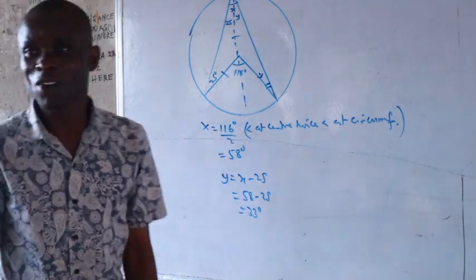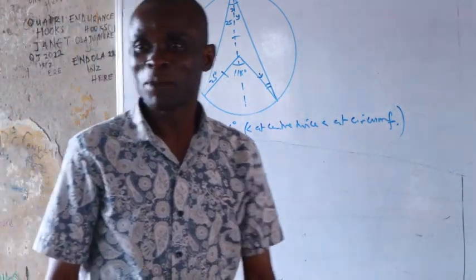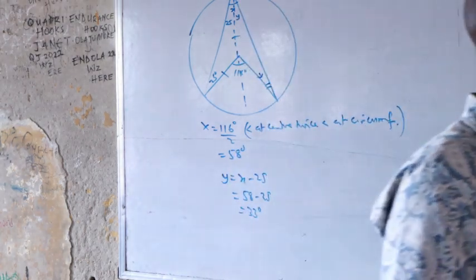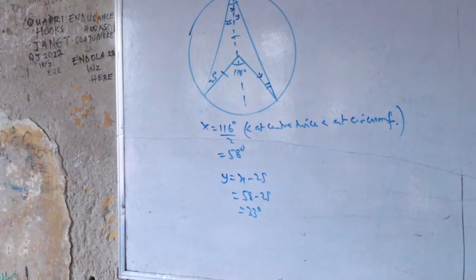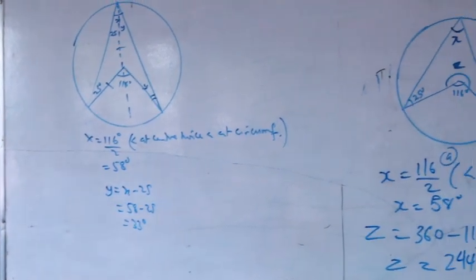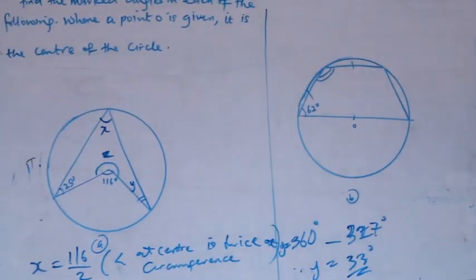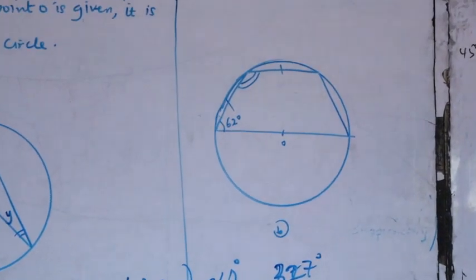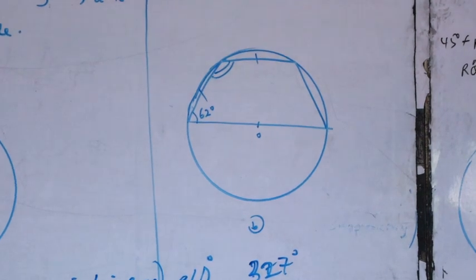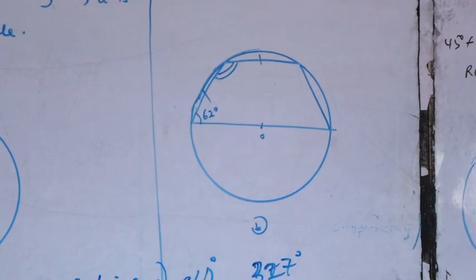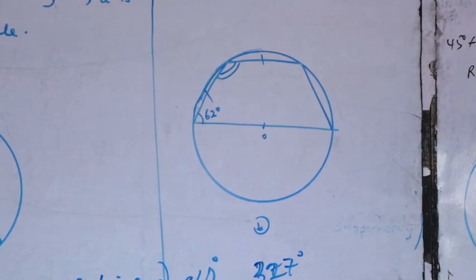Okay, we can solve the second question. Precious, do you want to try the second one? If you want to try, come and solve it for us. Or you are still thinking of how to. Who can solve it? Number 2.